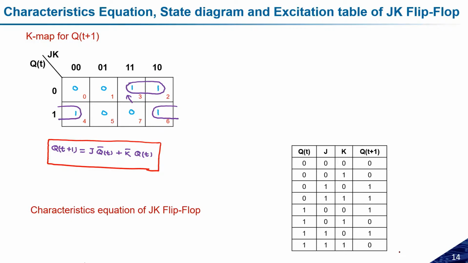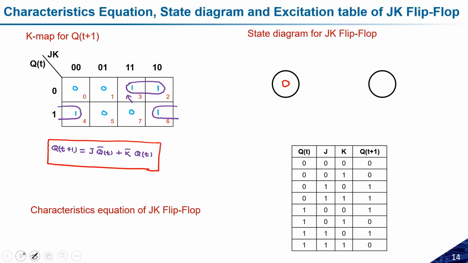See here, we have two possibilities for this Q(t). Either it could be 0. Okay, so these are the 4 possibilities where we can get Q(t) equal to 0, and 4 possibilities for 1, and accordingly Q(t+1) is going to change. Okay, so if we know all these things, let us try to make the state diagram for the JK flip-flop. Okay, so we can have 2 states. The first state, Q(t) could be 0, or the second possibility is Q(t) could be 1. So these are the 2 output possibilities, 0 and 1.